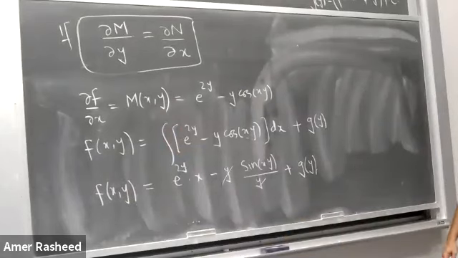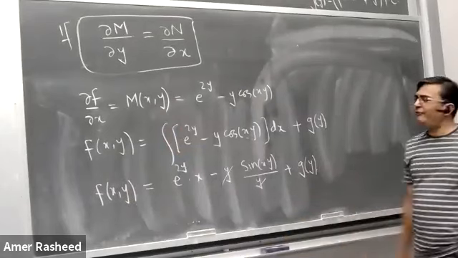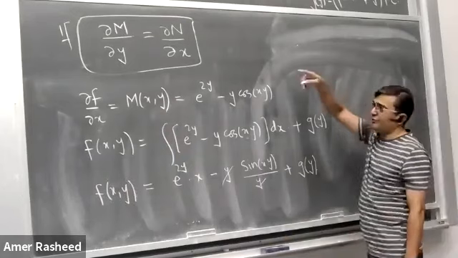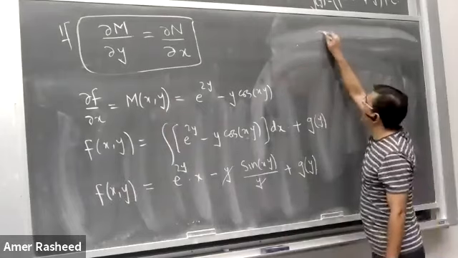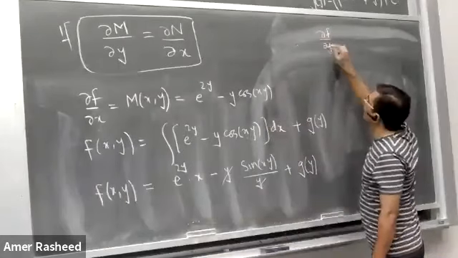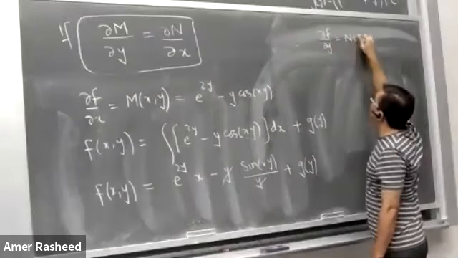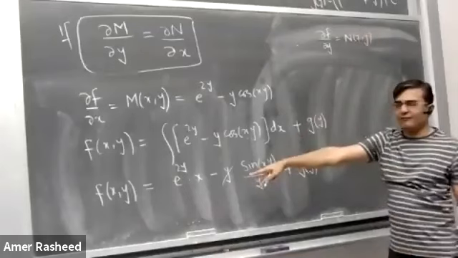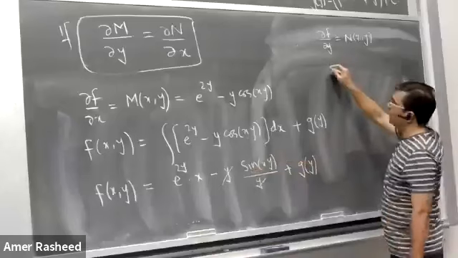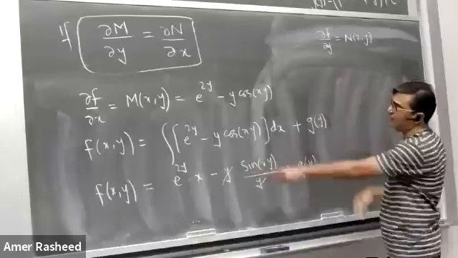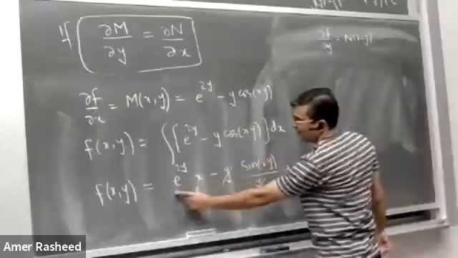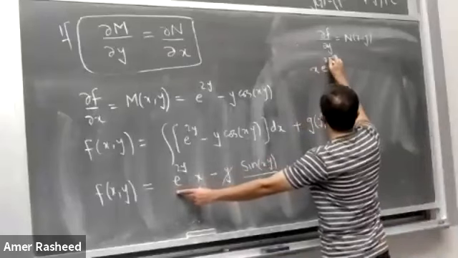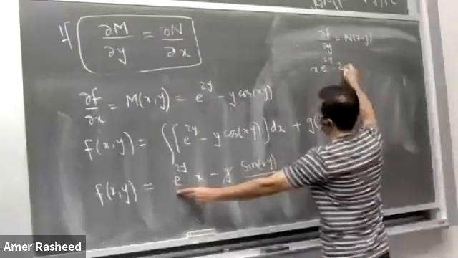Now, if you have f of xy equal to this thing, you use the second equation, which is partial f over partial y, and put it equal to n of xy. Now you take the partial derivative of this thing with respect to y. It is x e raised to power 2y into 2.